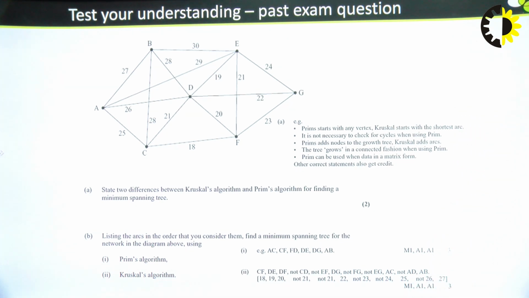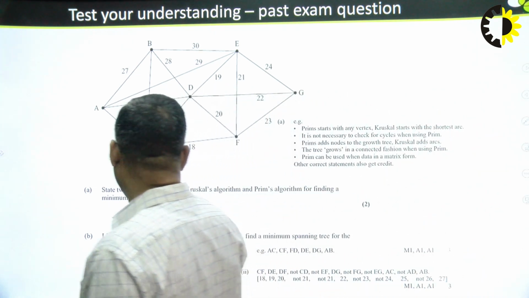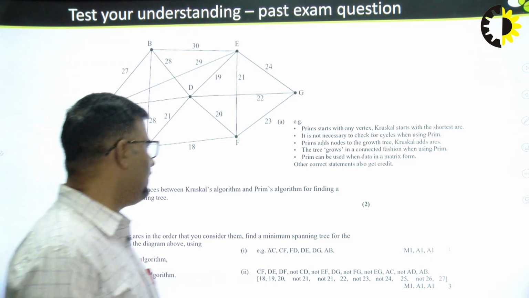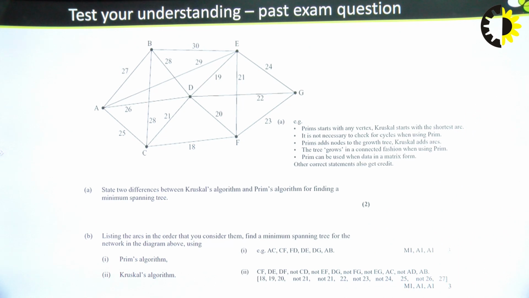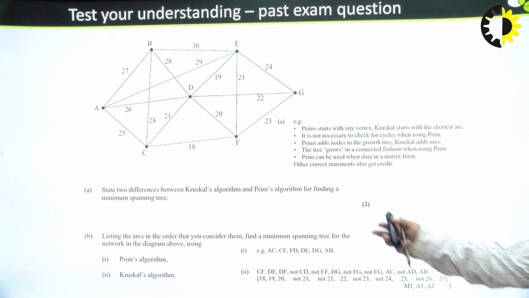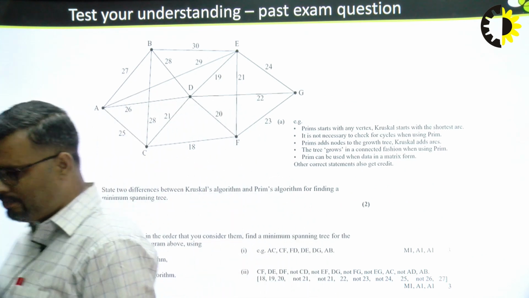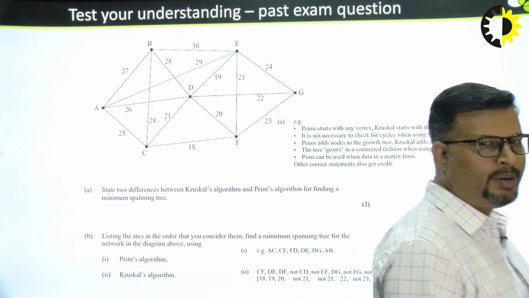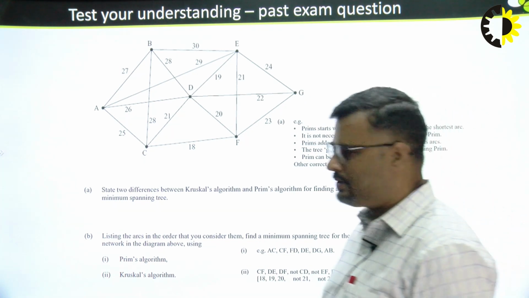Then second thing, these types of questions are also present here. State two differences between Kruskal's algorithm and Prim's algorithm for finding a spanning tree. The main thing is Kruskal's works on the basis of arc weight, and Prim's works on the vertices.